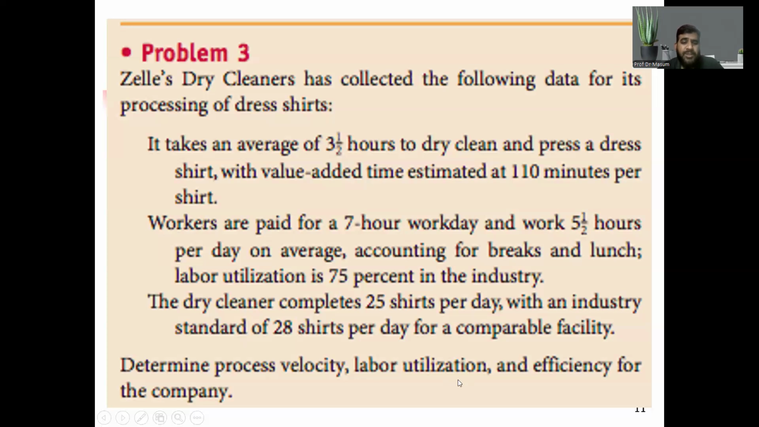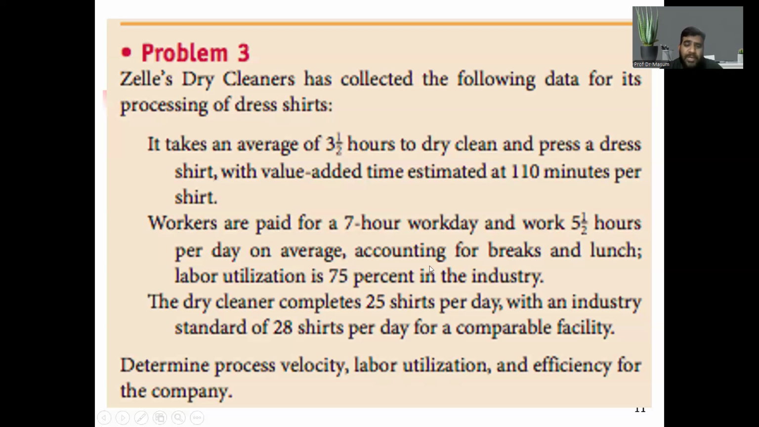And your labor utilization, 1.9, sir. Labor utilization means that workers are paid for a 7-hour workday and work 5.5 hours per day on average. That means payment is done for 7 hours, but they're actually doing 5.5 hours on average, accounting for breaks and lunch. Labor utilization is 75% in the industry. So you have to compare with the industry and what about your case?